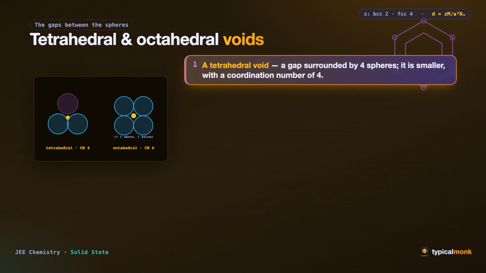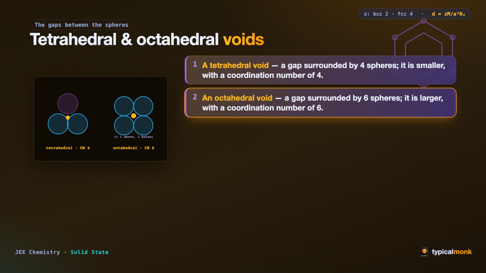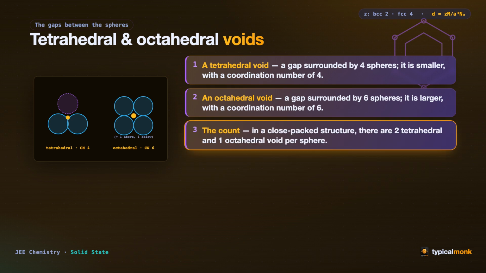Now, the picture of the gaps between the spheres, the tetrahedral and octahedral voids. A tetrahedral void. It is a gap surrounded by 4 spheres. It is the smaller of the two, with a coordination number of 4. An octahedral void. It is a gap surrounded by 6 spheres. It is the larger, with a coordination number of 6. The count. In a close-packed structure, there are 2 tetrahedral voids and 1 octahedral void for every sphere.